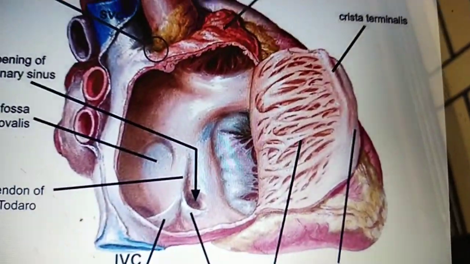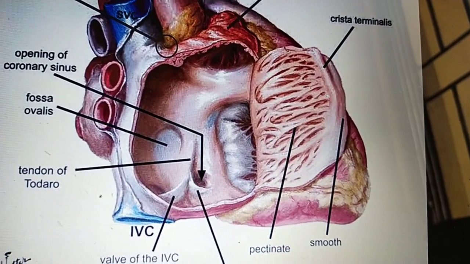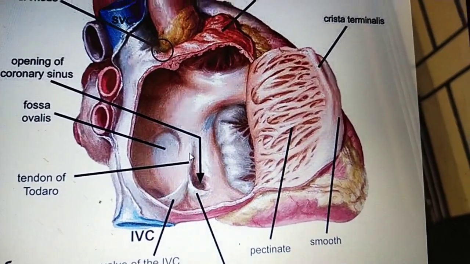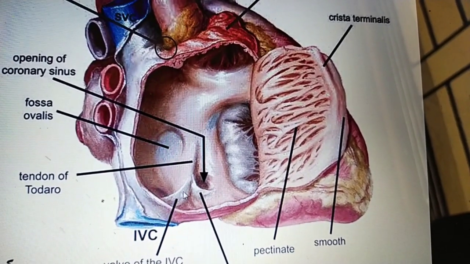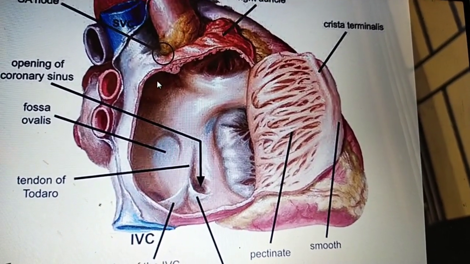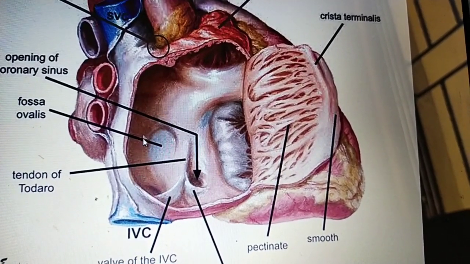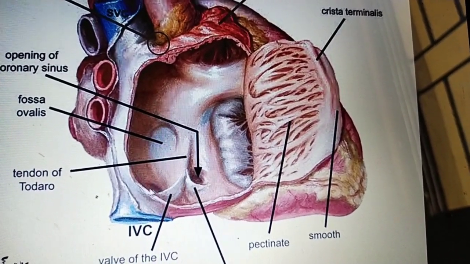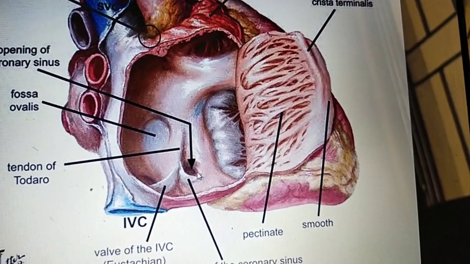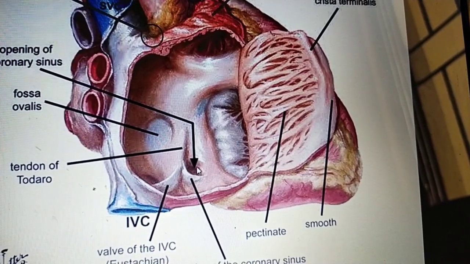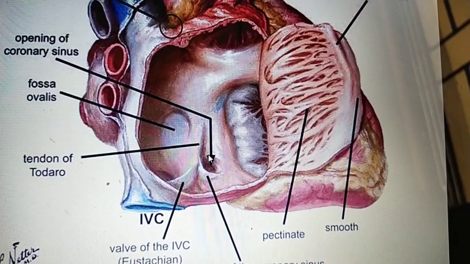Here we go to some structures of the right atrium. You can see here, this is the posterior wall of the heart, and this is smooth in nature. This is the opening of the superior vena cava, and this is the opening of the inferior vena cava, and this is the wall of the inferior vena cava, and this is the opening of the coronary sinus. Here we go to what is meant by the coronary sinus.